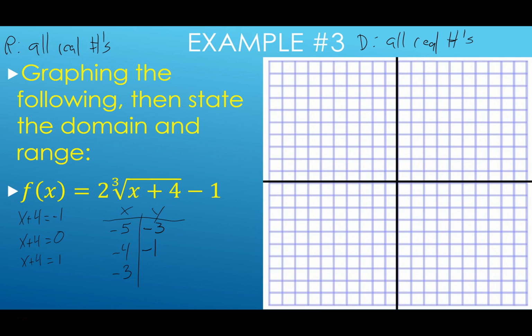Well, negative 3 plus 4 is 1. Cube root of 1 is 1. Again, this is why we pick those values. 2 times 1 is 2. Minus 1 is 1. Now, if you notice, each one of these, the y values go from negative 3 to negative 1 to 1. They're increasing by 2, which is this number right here.